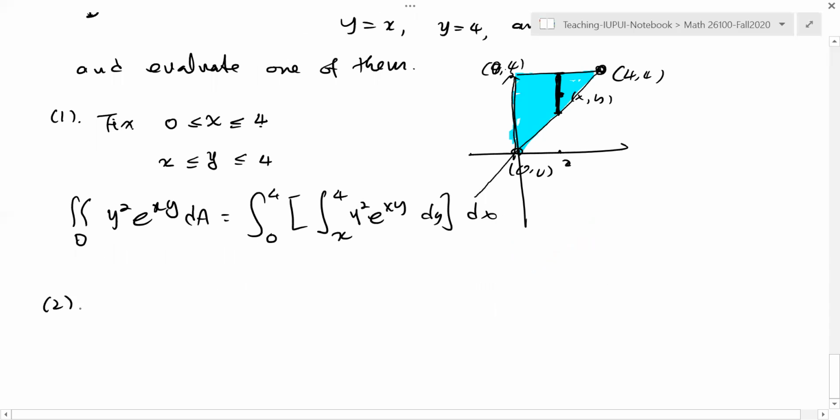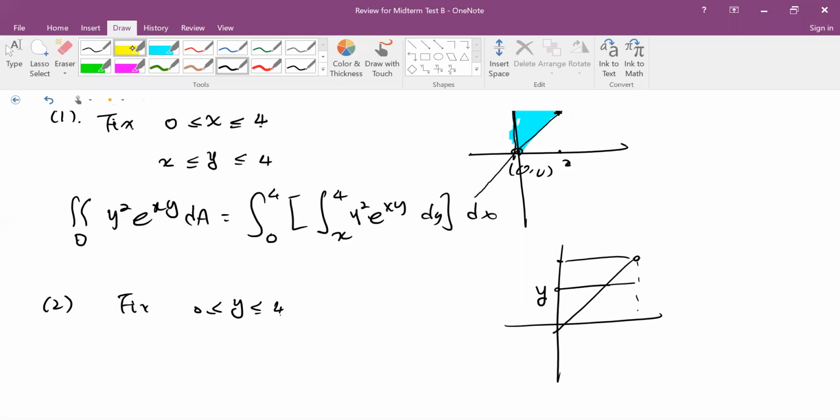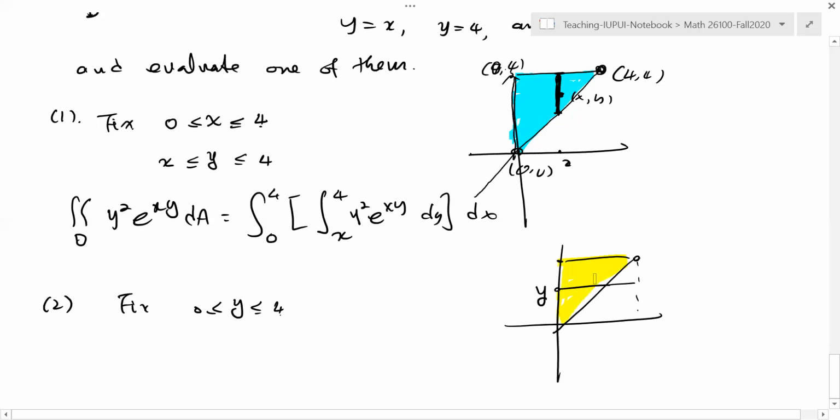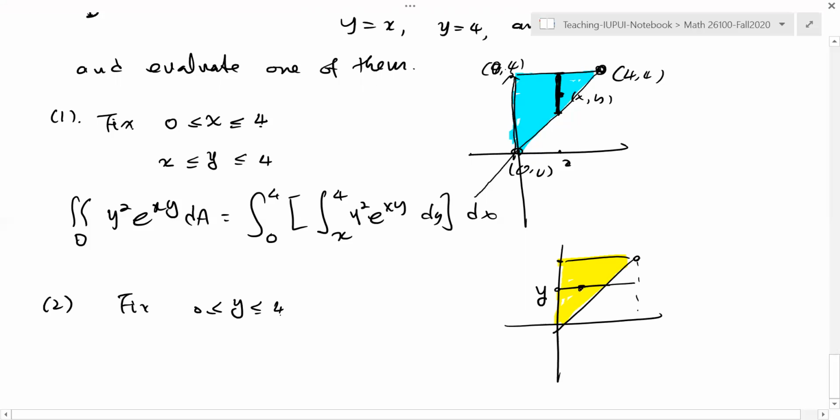The second one is we're going to fix the y value. It's between 0 and 4, okay? Then let's look at the picture again. And this time, the y value is fixed, okay? But the domain is between, yeah, this is the domain, right? Yeah, this is the domain.